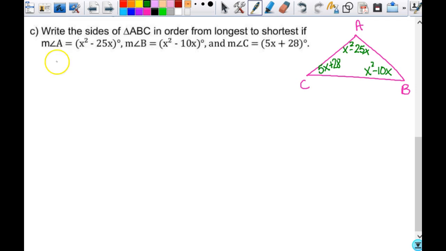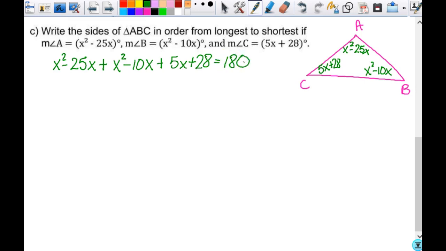So I'll start with A. X squared minus 25x plus angle B, which is x squared minus 10x, plus angle C, which is 5x plus 28. All that together equals 180. First step, zero work. You just plug it in. I didn't combine anything when I wrote it down. That shows me where everything came from. Now, if I skip steps along the way, not that big of a deal. But I'd be careful when you have a ton of stuff, like skipping steps. Make sure you don't miss anything in here.